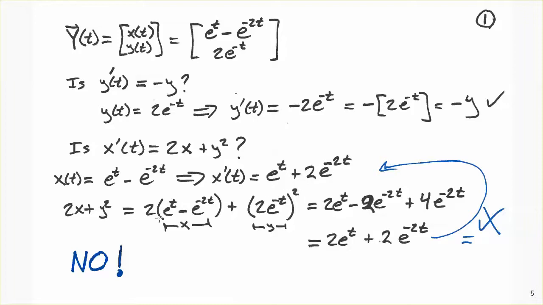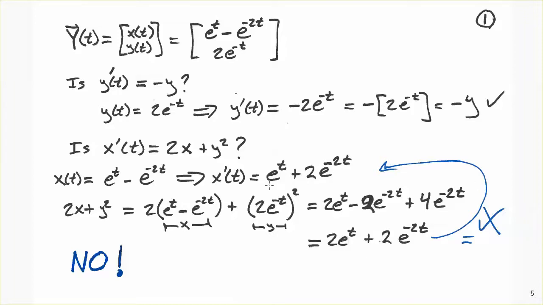If we multiply that out, we'll get 2e to the t here, and we'll get a minus 2e to the minus 2t here. When we square y, we get 2 squared is 4, and e to the minus t squared, that's e to the minus t times e to the minus t, which is e to the minus 2t. So we get 4e to the minus 2t. And we can collect these together. We have 4 and a negative 2, so that makes 2e to the minus 2t, and we've got the 2e to the t.